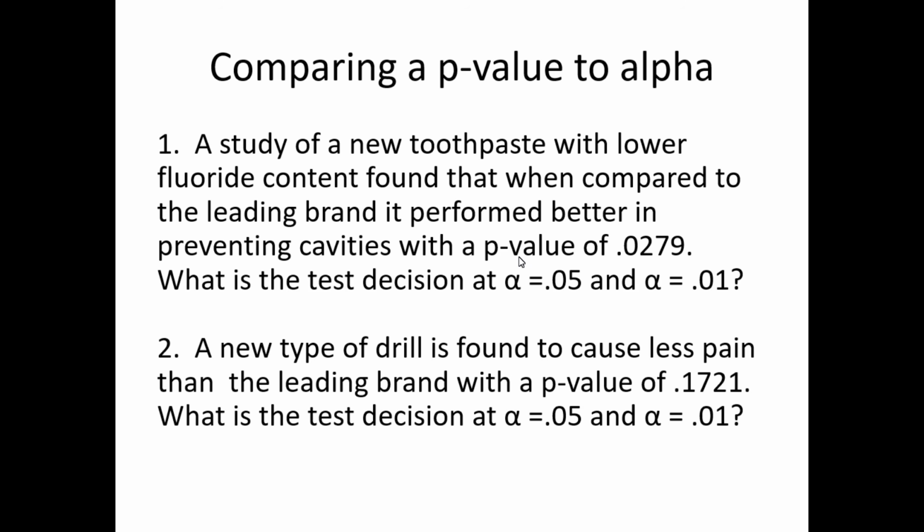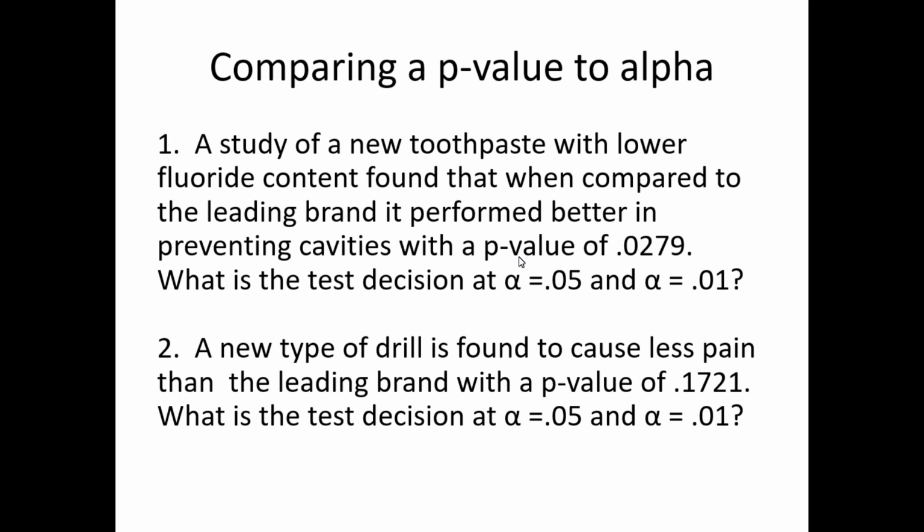Put this in terms of percentages. When we performed our statistical test, it showed us that we were 97.21% sure that this toothpaste was better than the old one. If we set out before doing the test to say we have to be 95% sure to say it's correct, well, then we met that threshold. 97.21 is beyond 95% sure.